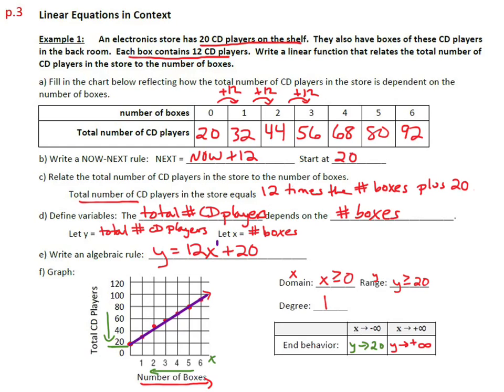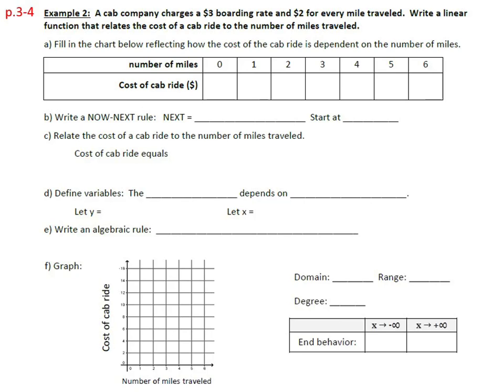All right, let's get a couple more examples in here. For example 2, very similar. We have a cab company that's charging $3 just for getting into the car. So the boarding rate is $3 and then $2 for every mile that's traveled. So there's our important information that we need there.